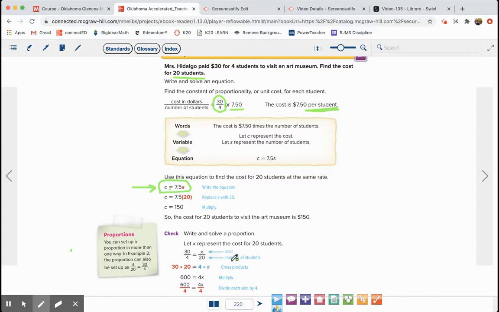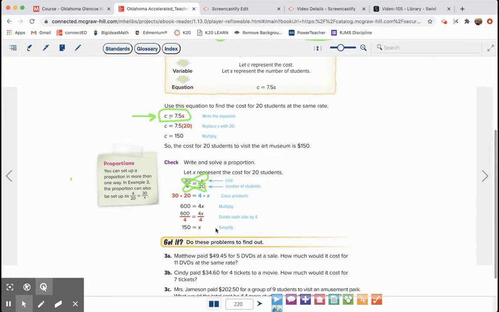If you wanted to set up your proportion to double check that, you can. So it was $30 for 4 students, so money over students. And they wanted to know, how much money would it cost for 20 students? So again, we have to have money over students. So X over 20. Then if you cross multiply, you have 20 times 30, which is 600, and then 4 times X, which is 4X. You divide both of them by 4, and you get 150, which is what we got up here. It's just another way to double check your answer.